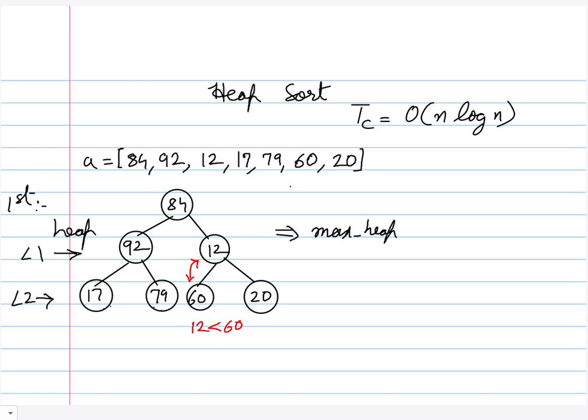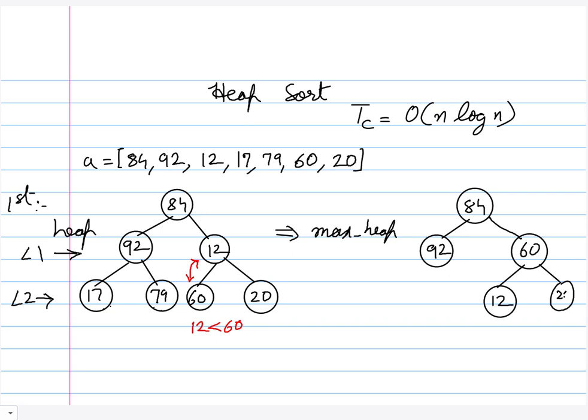So the intermediate tree we get is this: 84, then 92. Over here now we'll have 60 and not 12. To the left of 60 is 12 and to the right is 20. We are not completed with phase 1; phase 1 is still going on. Then to the left of 92 is 17 and the other element is 79. Now we'll focus on L1. This we did for L2. Now we're going for L1.